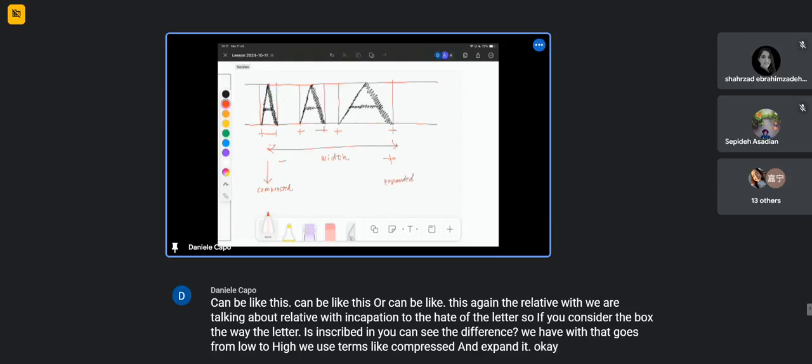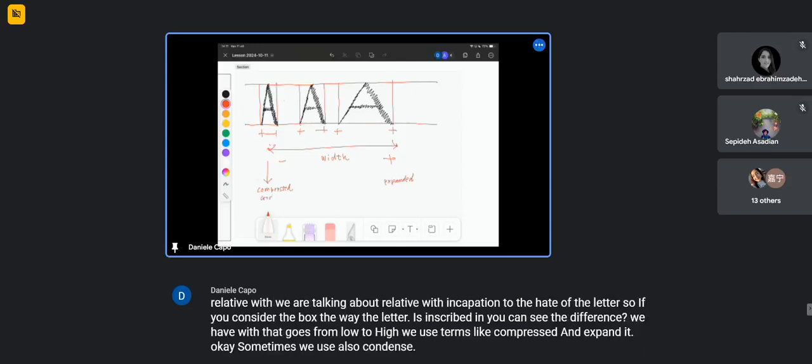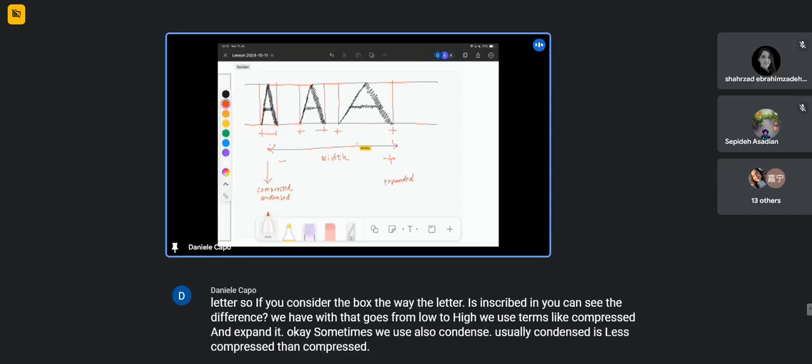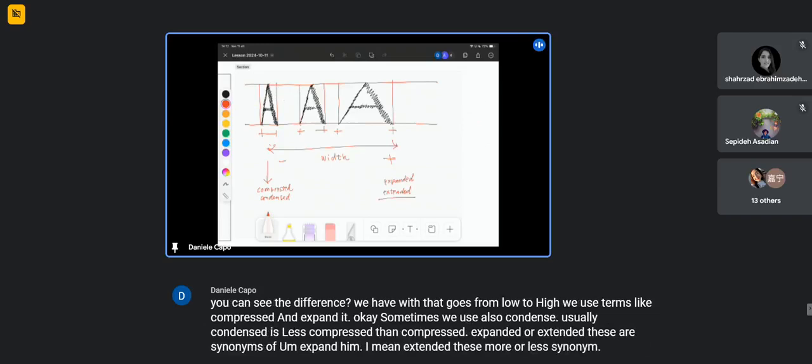Okay? Sometimes we also use condensed. Usually condensed is less compressed than compressed. Expanded or extended: these are synonyms. Extended is more or less a synonym for expanded.